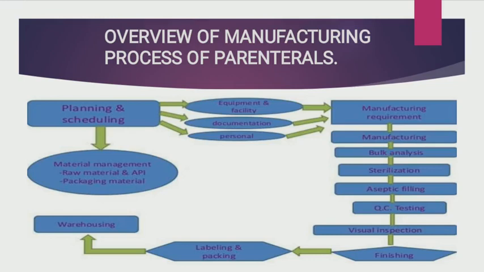Now after this we have to do the manufacturing requirements. So the first step is manufacturing, then bulk analysis, then sterilization, next is aseptic filling, quality control testing and visual inspection, and at the end the finishing. After that there will be labeling and packaging, and then it will go to the warehouse. So this is the whole overview of the manufacturing process for the parenteral preparation.